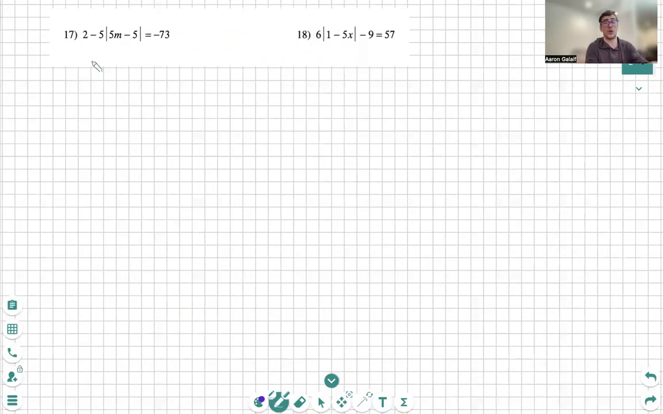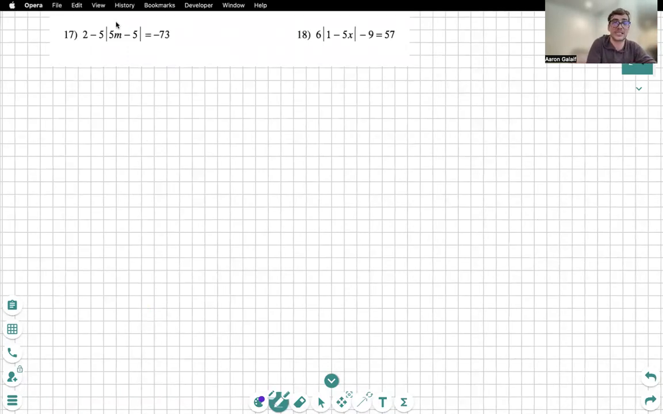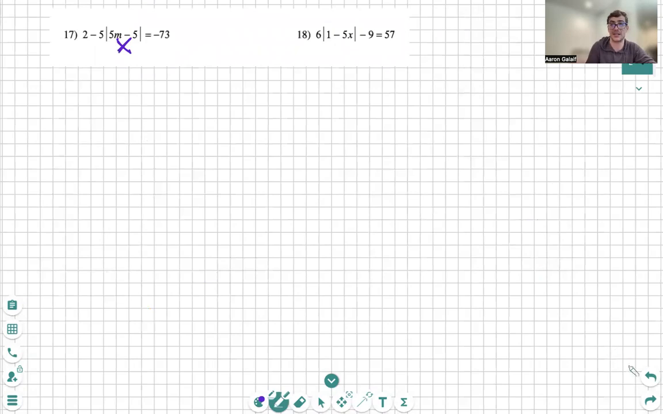First things first, we notice that we have an addition and a coefficient. So just like we're solving for x, we're going to treat this like a giant x. We've got to get the absolute value by itself first. So first I'm going to subtract 2. We'll get -5. 5m minus 5 is equal to -75.